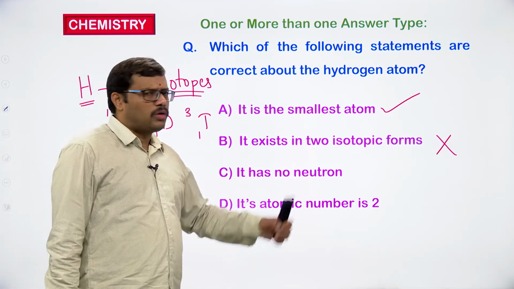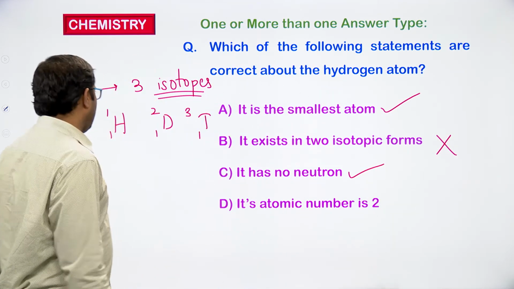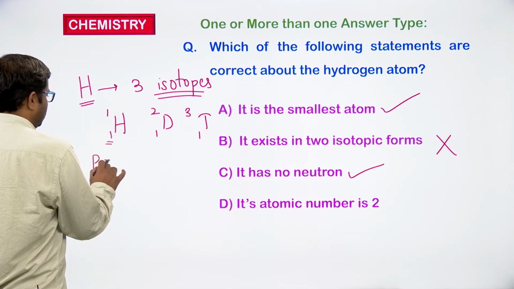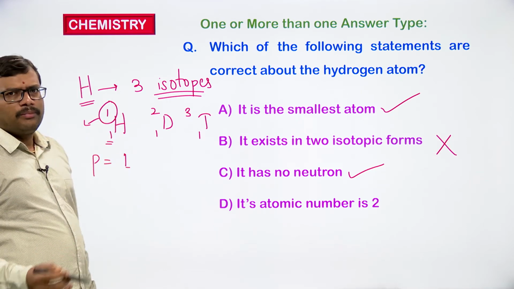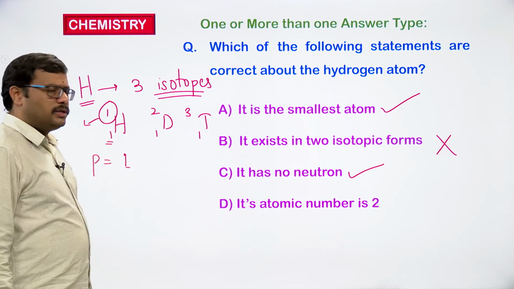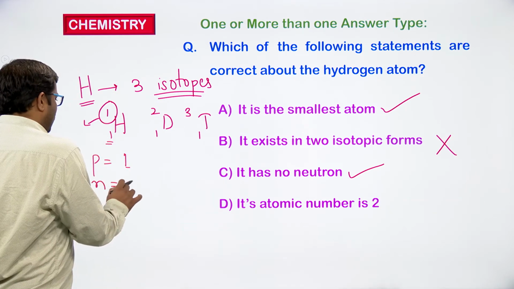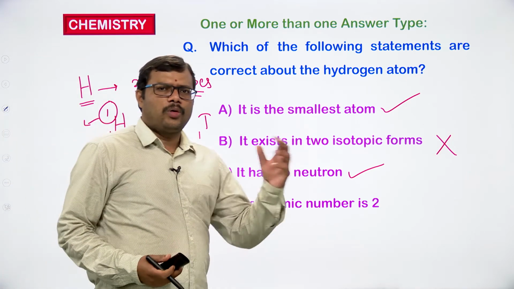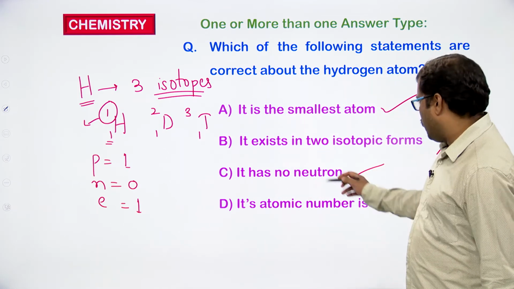It has no neutron. Yes, hydrogen does not have any neutron, it contains only 1 electron and 1 proton. If you observe here, this is the atomic number, which gives us the number of electrons. This is the mass number. Mass number gives the number of protons and neutrons combined. Here mass number and atomic number are both the same. That is to say that the neutron value is 0. One electron is present and 1 proton is present. No neutrons are present in the case of hydrogen. So option C is also correct.